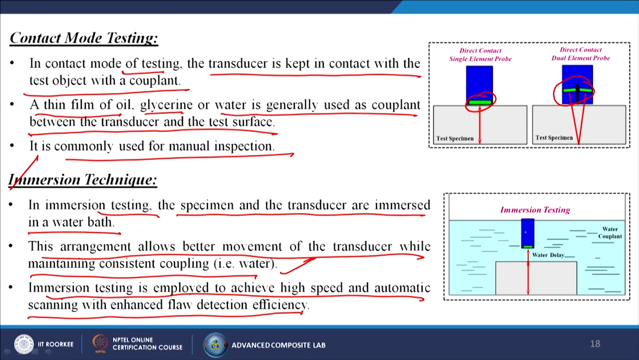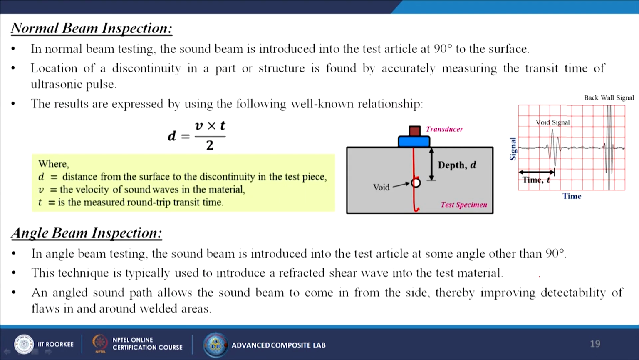So, you see this is our probe having a single crystal. Now, the whole system is dipped into the water and there is no direct contact between the transducer and the material or the specimen. So, simply you are generating the ultrasonic wave from here and through the water it is coming inside the material and reflecting back. Now, come to normal beam inspection.